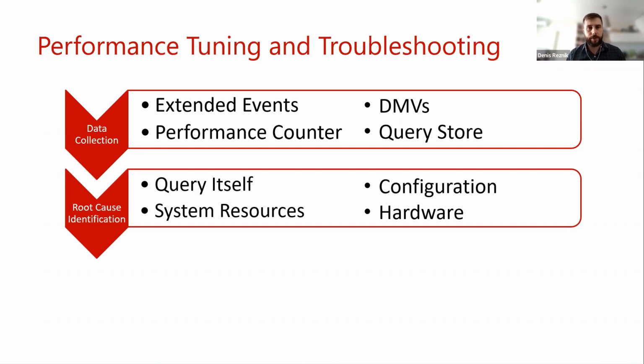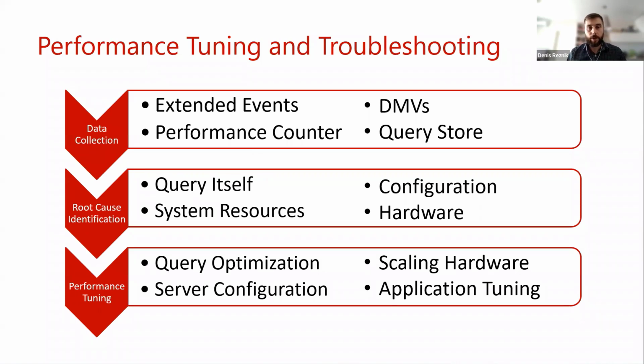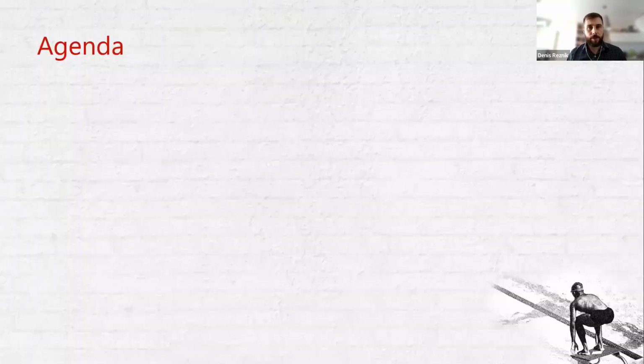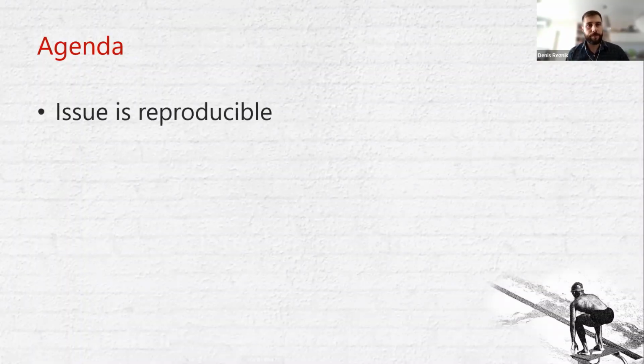Second, we analyze this data. We analyze the query itself and find if the root cause is in the query, system resources, configuration, hardware, OS configurations, and so on. And at the last stage, we do optimization. We do performance tuning. We optimize queries, we tune server configuration, application maybe, scale hardware, and so on. So that's how it looks, and this is what we're going to do in this webinar.